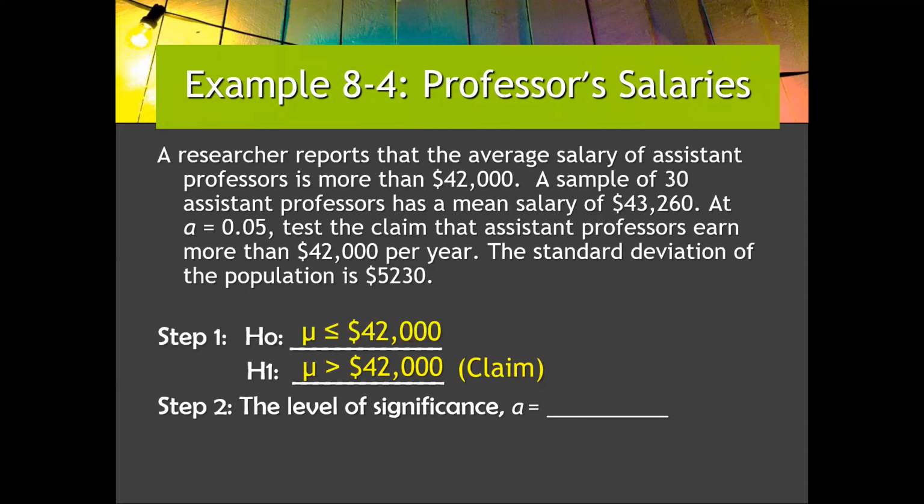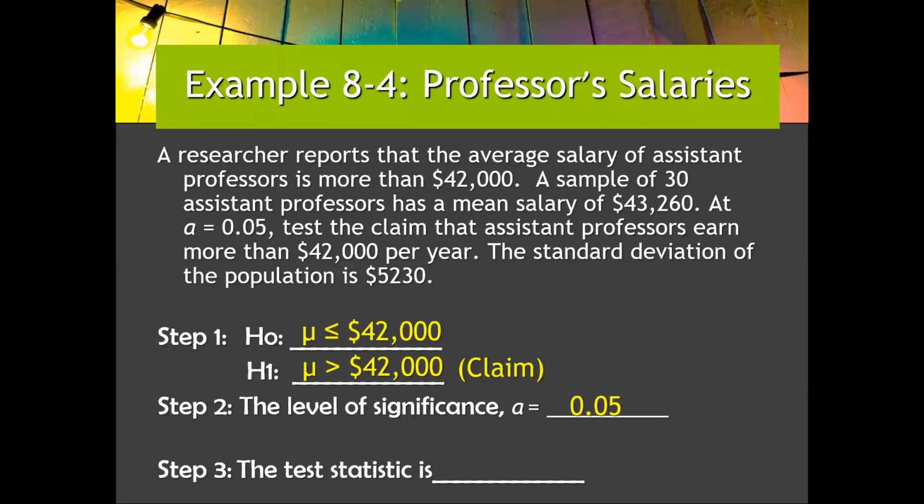Decide the level of significance. In this problem, the level of significance, or the alpha, is 0.05. Okay, step 2, done. Now let's continue. Step 3, choose the appropriate test statistics.